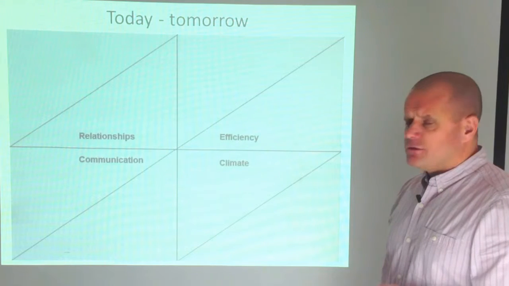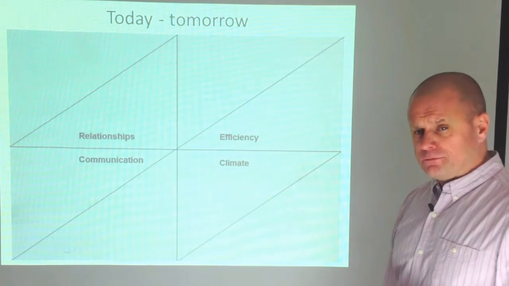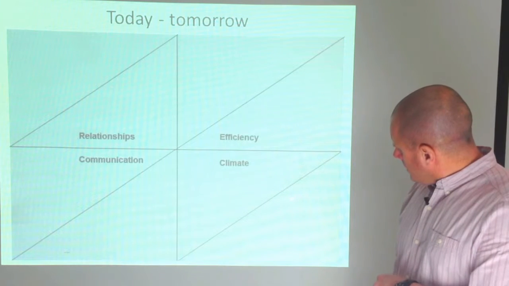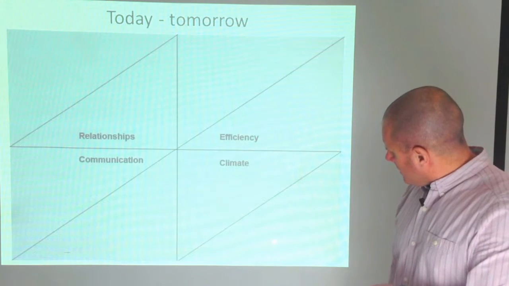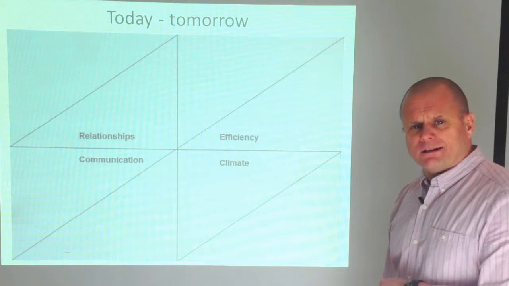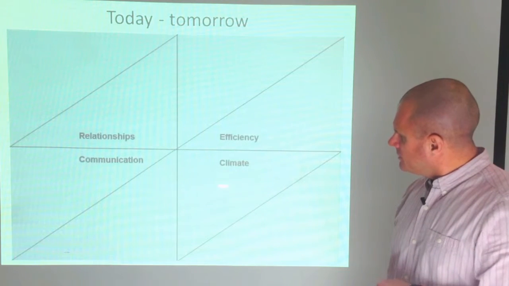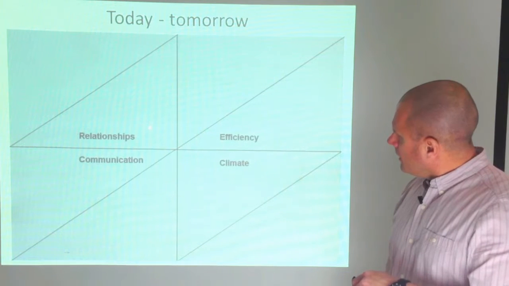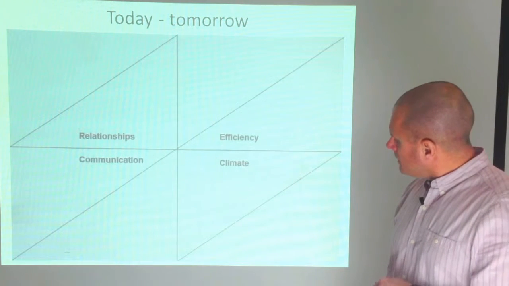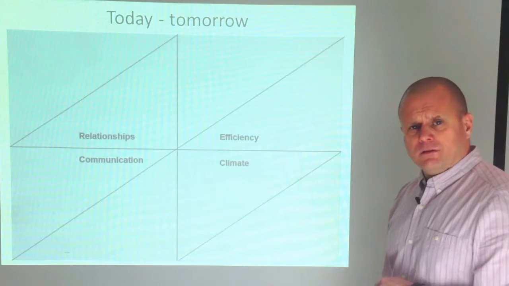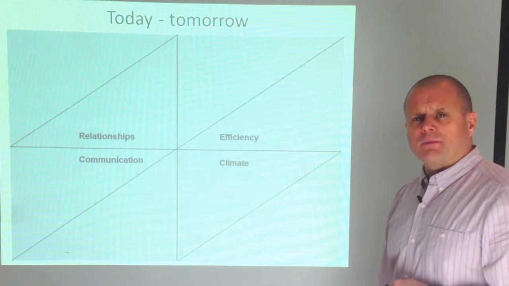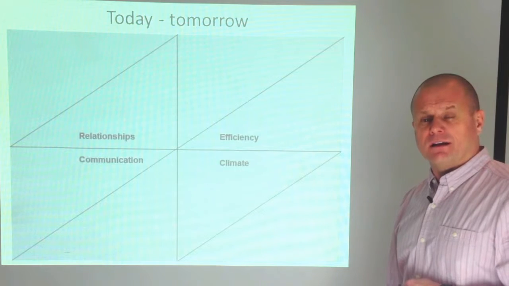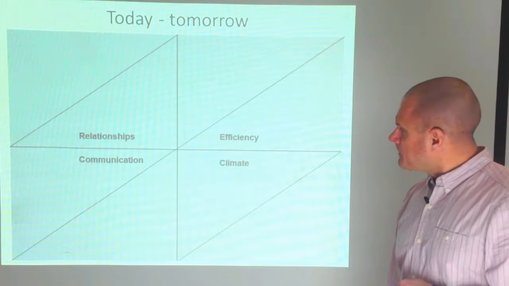As I've said, we've titled this exercise Today and Tomorrow. And within each of these quadrants, the right hand side is what's happening right now under climate, communication, efficiency and relationships. The other half of each quadrant is what that person wants it to look like, what needs to change, what should it feel like to improve the situation.